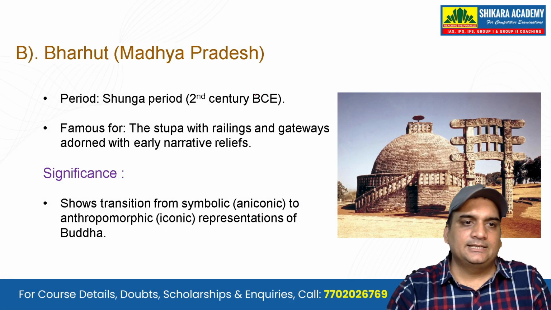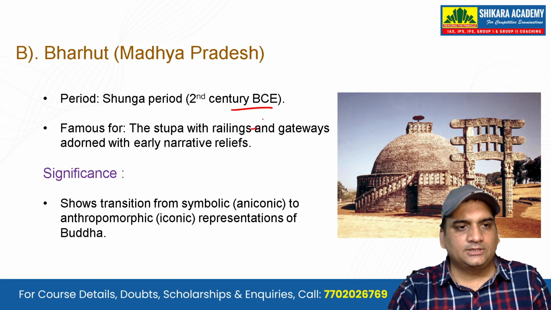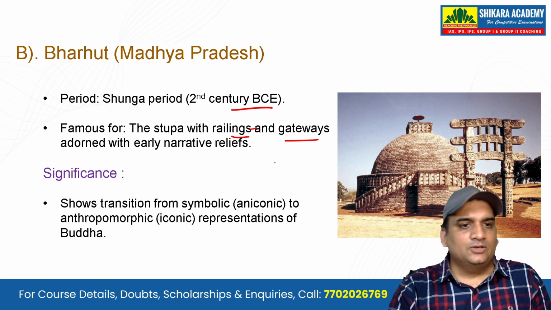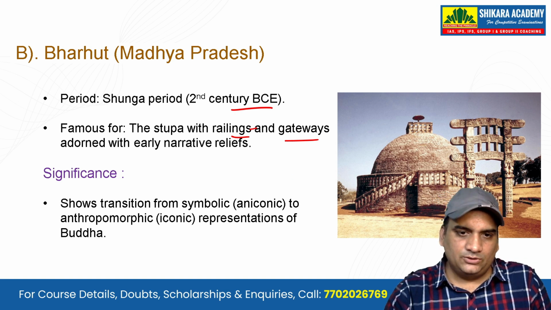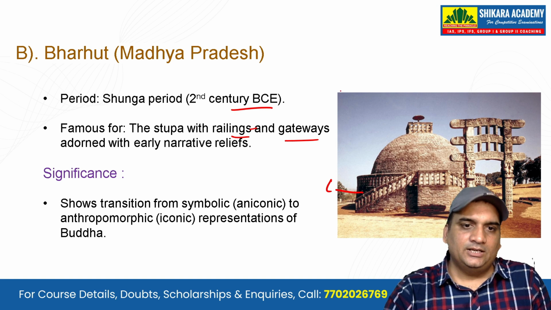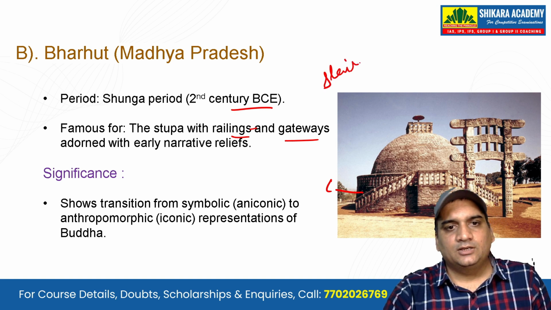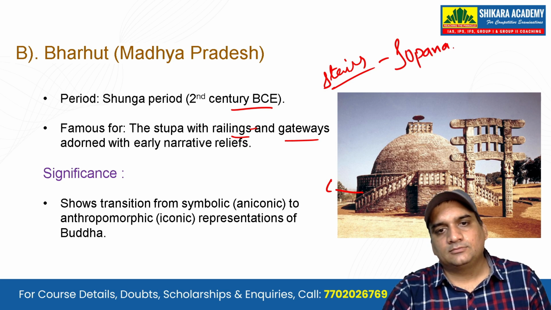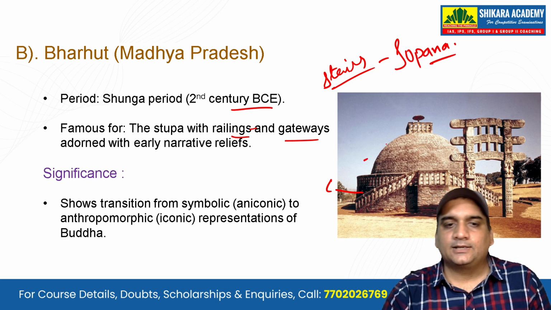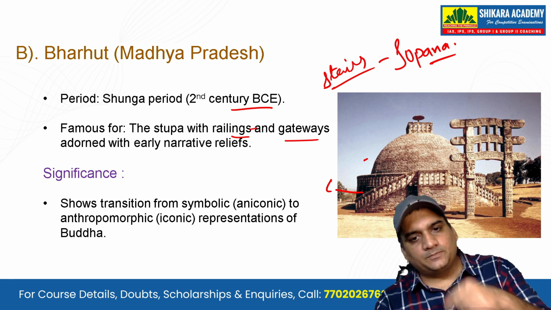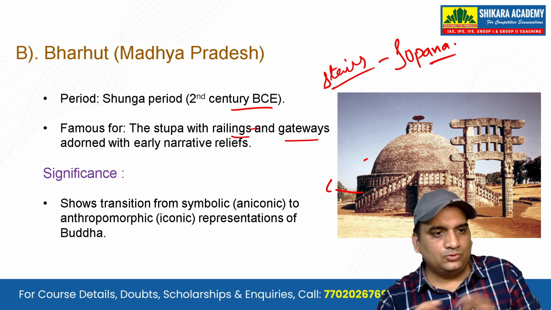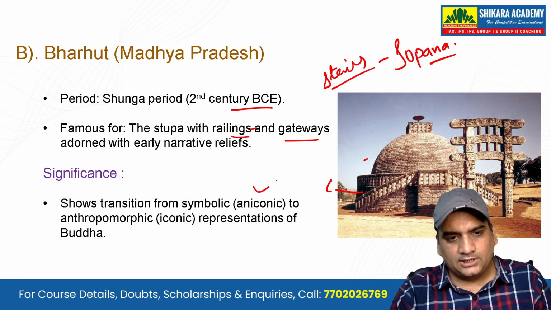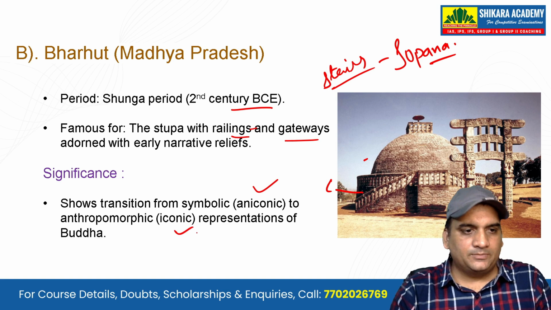This was built, guys, during the Sunga period, 2nd century BC. The stupa is famous for its railing and gateways, as you can see. Okay, actually one thing more I forgot to tell you, the stairs. If there are any staircase or stairs, those are called sopana. In the stupa, for the pradakshina path, if there are stairs, those will be called sopana.